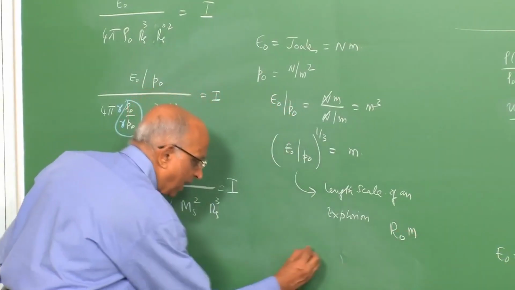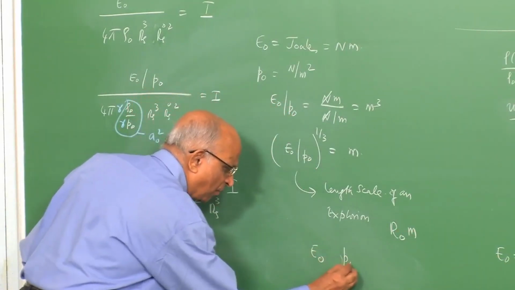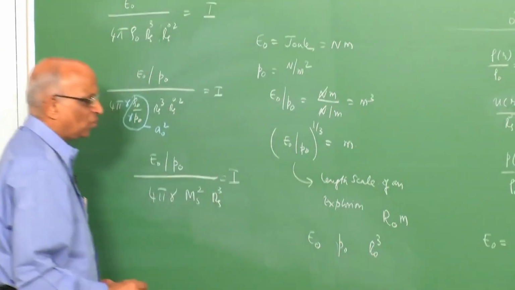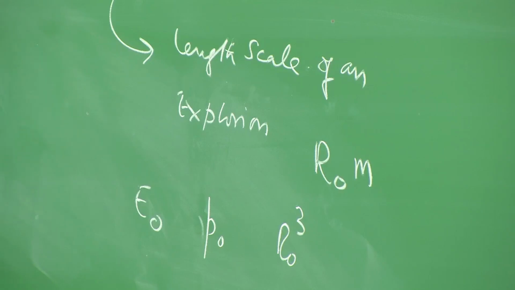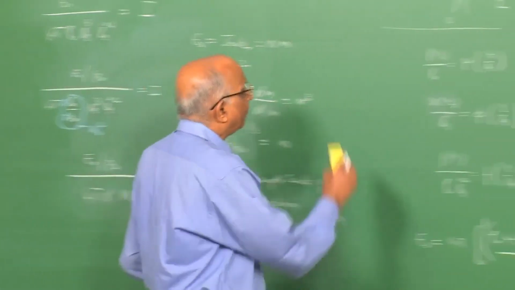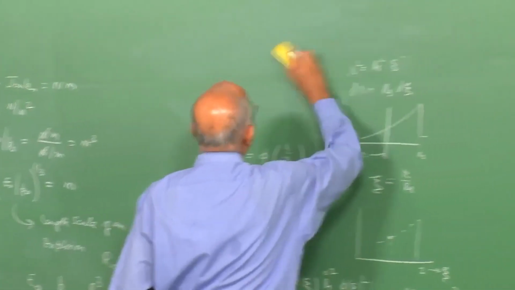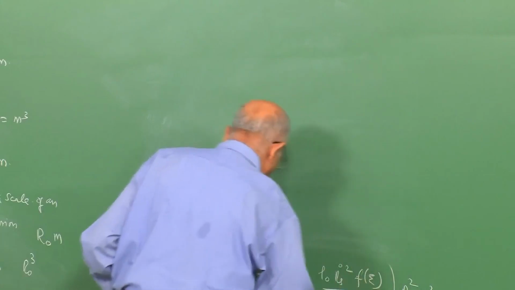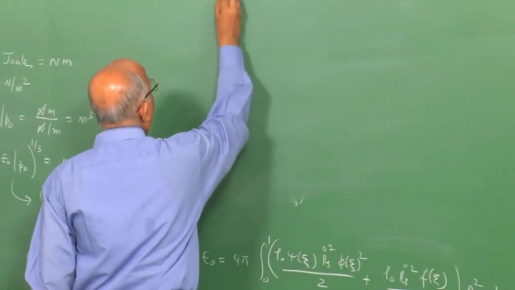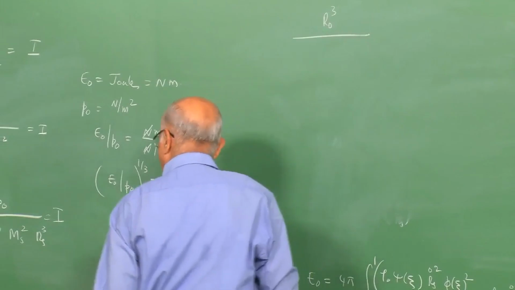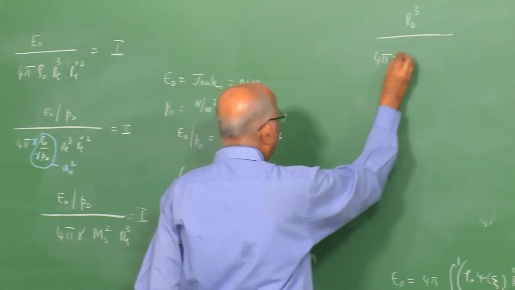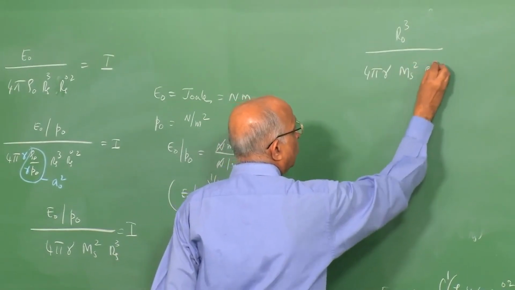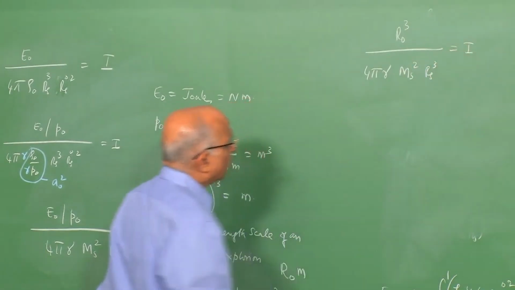In other words, when I have an energy release E0 joules in a medium of pressure P0, the ratio of E0 by P0 is equal to the explosion length cubed, and therefore, I use this explosion length in this particular expression, and what is it I get? Let us put that down. I get now R0, the explosion length cubed, divided by 4 pi gamma into Ms squared into Rs cubed is equal to I.